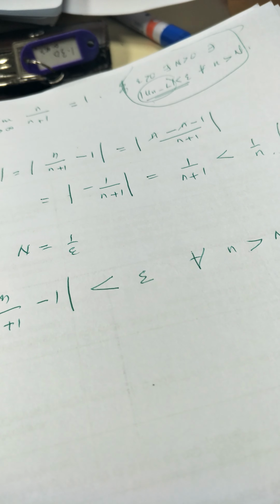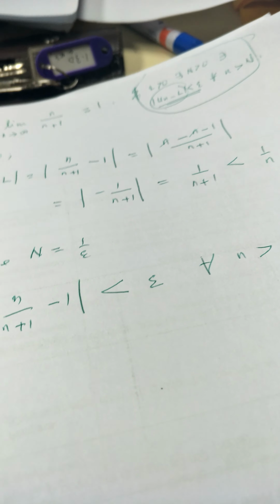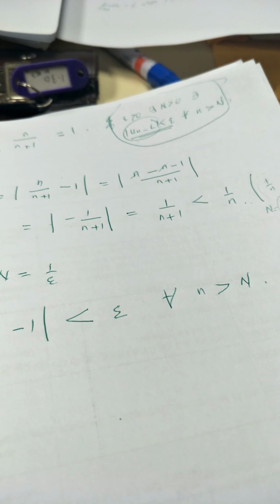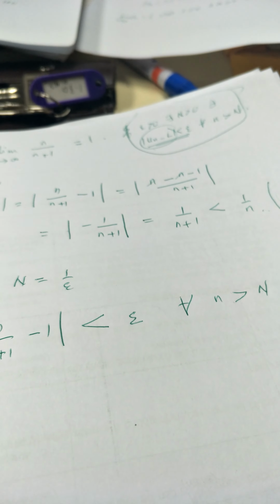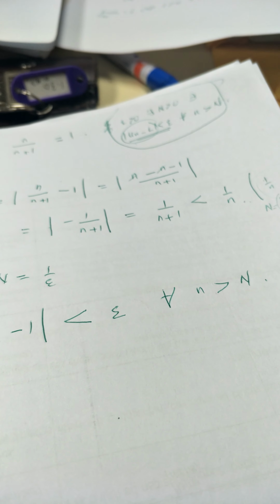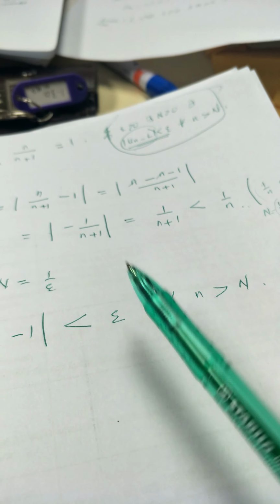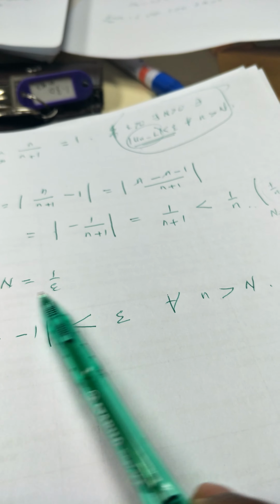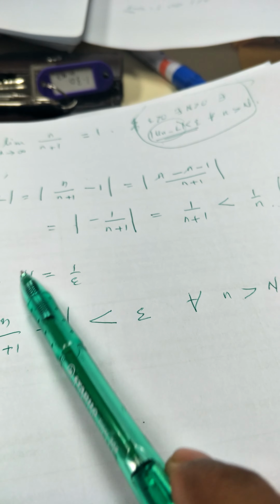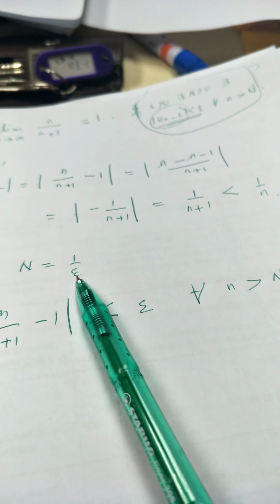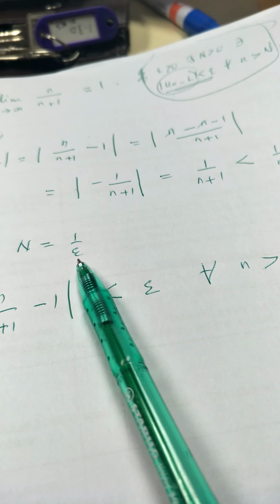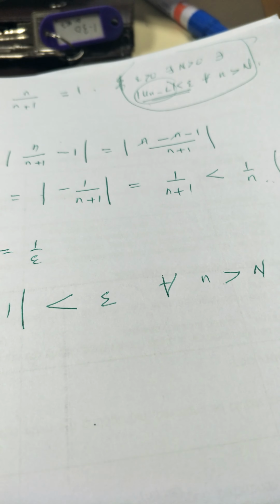Before that, I hope you can understand that. Unfortunately, you cannot respond directly to me now, but you might be a little confused. How do we choose N again here? What makes us choose N equal to 1 over epsilon? Okay, the reason is here.